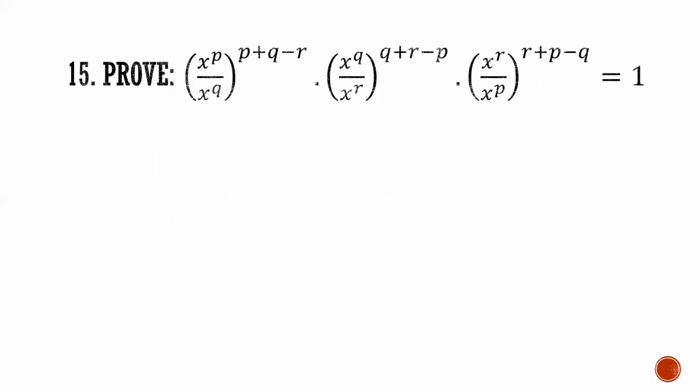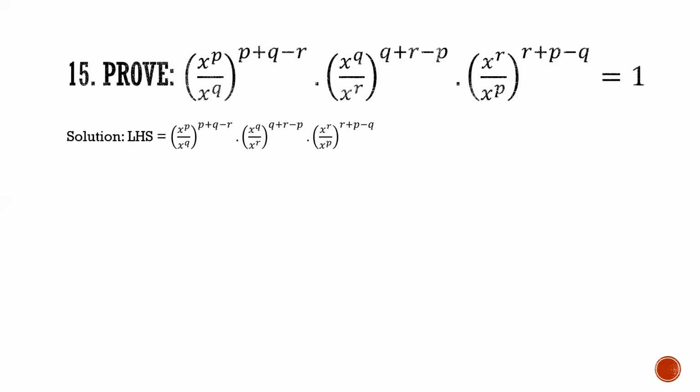Next math, number 15. Prove x to the power p divided by x to the power q whole to the power p plus q minus r into x to the power q divided by x to the power r whole to the power q plus r minus p into x to the power r divided by x to the power p whole to the power r plus p minus q is equal to 1. Again, as we have to prove it, we will start from the left hand side, that is solution.